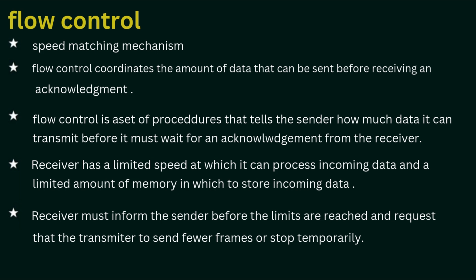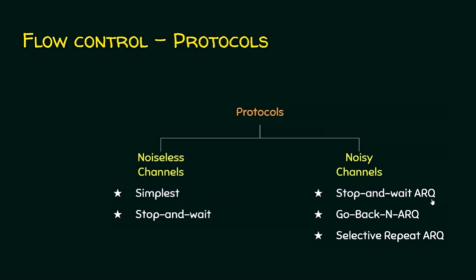Let's now talk about the protocols involved in flow control. Basically, protocols for flow control are categorized for noiseless channels and noisy channels. Noiseless channels have two types: simplest and stop and wait. On the other side, for noisy channels there are three types: stop and wait ARQ, go back N ARQ, and selective repeat ARQ.